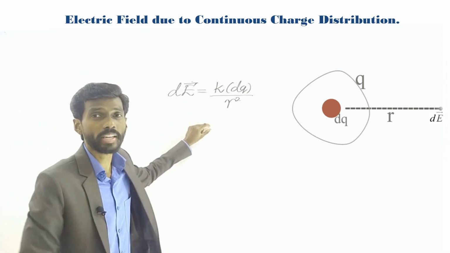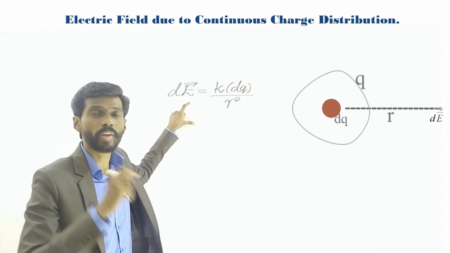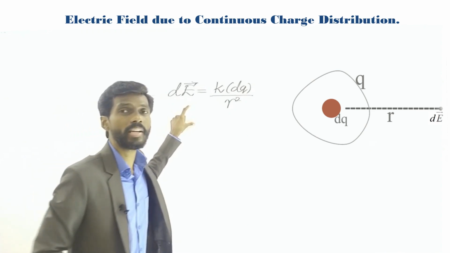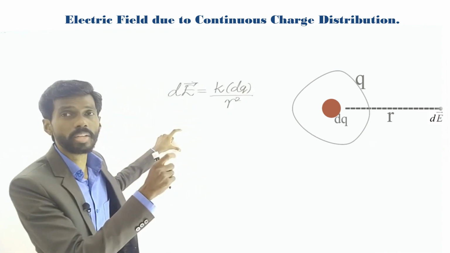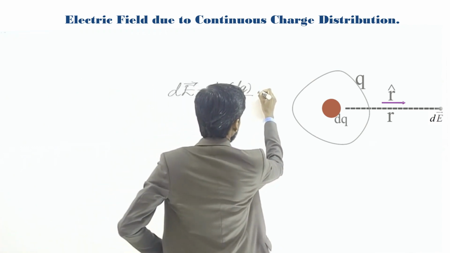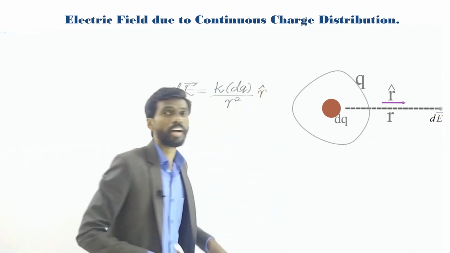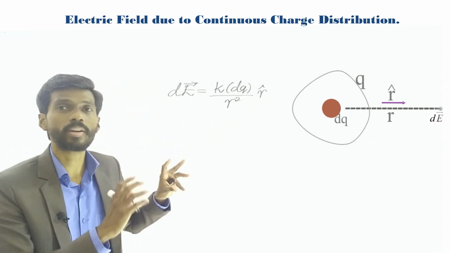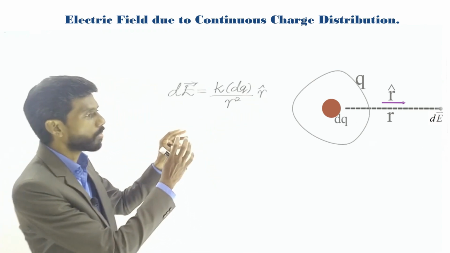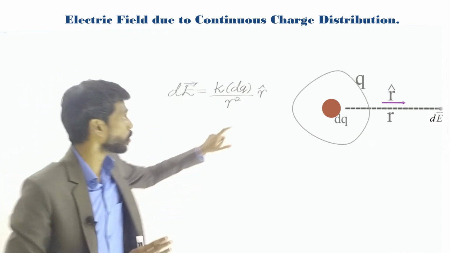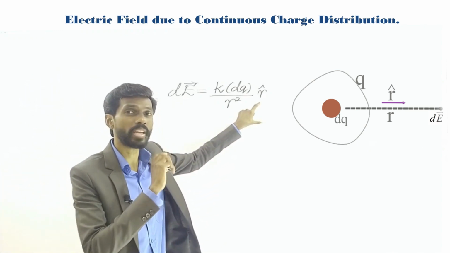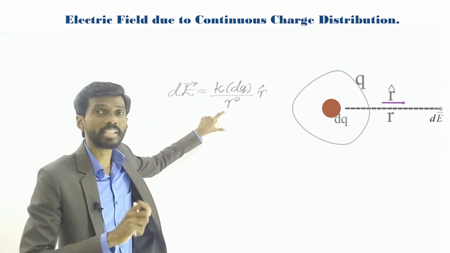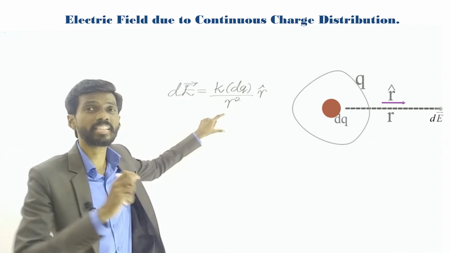Alright, now we need the vector form, right? dE vector. So you multiply this by the unit vector along the direction of the electric field. That is taken as r cap. But this is different for different parts of the object, right? If you take a different part, that will have a different direction. So this is not a constant value, it is a variable direction. And also this r is a variable, not fixed.